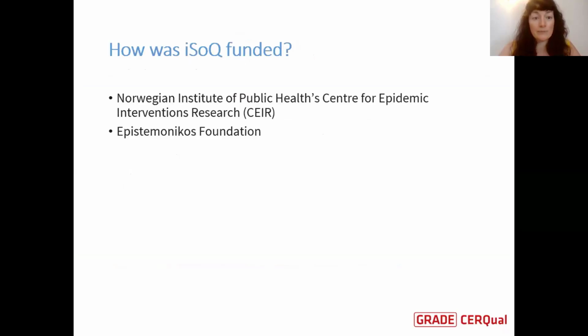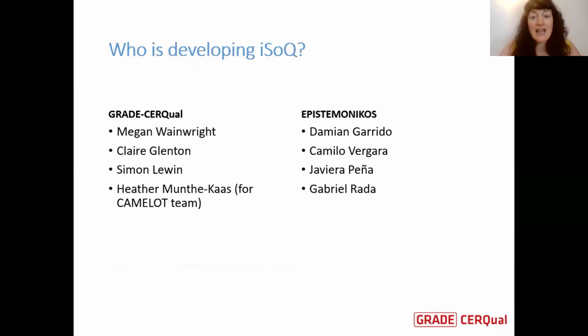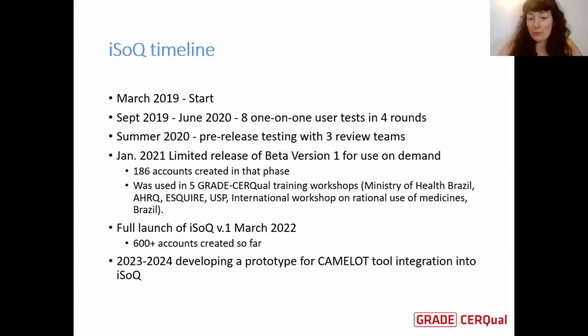published in those papers. It's funded by the Norwegian Institute of Public Health, Center for Epidemic Interventions Research, and also by the Epistemonicus Foundation. And these are the teams on both sides of that partnership. We started all this work in 2019. We went through rounds of one-on-one user tests. We did some pre-release with review teams. We then released a beta version in 2021 and provided accounts on request. And then we fully launched it in March 2022.